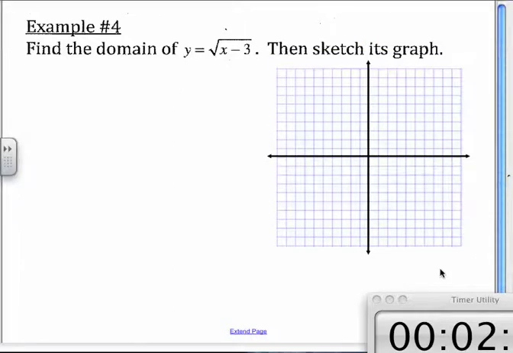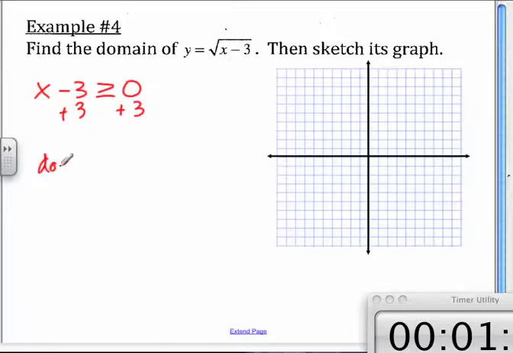Okay, guys, example number 4 says find the domain of y equals the square root of x minus 3. That means the stuff underneath the radical, x minus 3, has to be greater than or equal to 0. Right, Eddie? Good. So, Eddie, if I want to find the domain, I need to get x by itself. I'm going to add 3 to both sides.